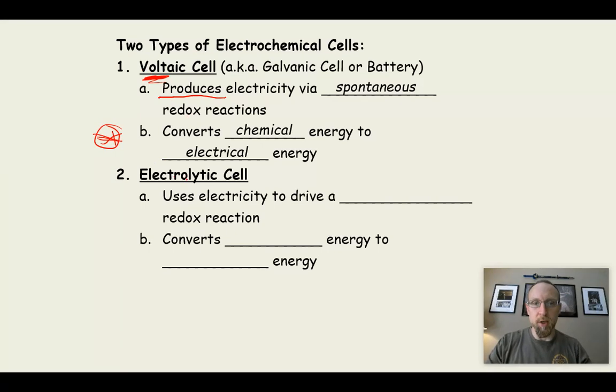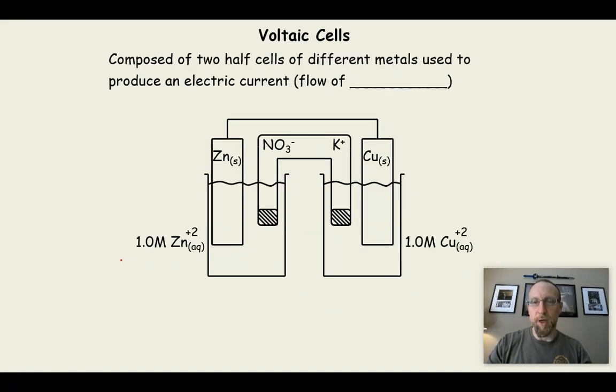Electrolytic cells are basically the opposite of a voltaic cell. They use electricity to drive a non-spontaneous redox reaction. And how they work, again, this is the easy way to explain it: they convert electrical energy to chemical, right? So if I ask you to explain how voltaic and electrolytic cells work, these are the easy ways to do that. Voltaics convert chemical to electrical, electrolytic convert electrical to chemical. It's essentially the opposite, okay? So today we're going to focus on voltaic cells.